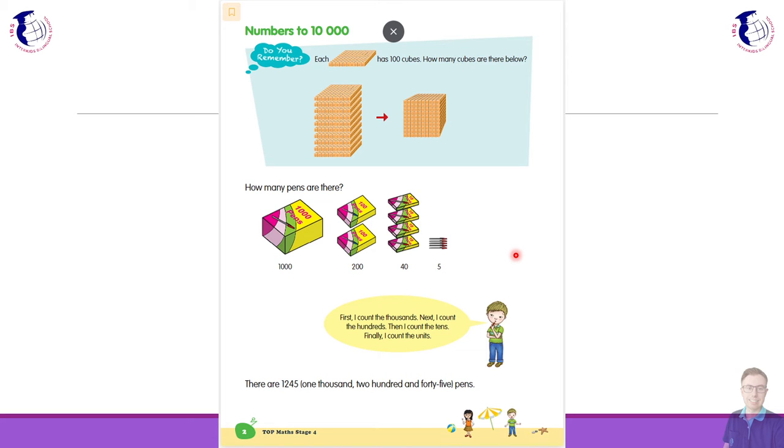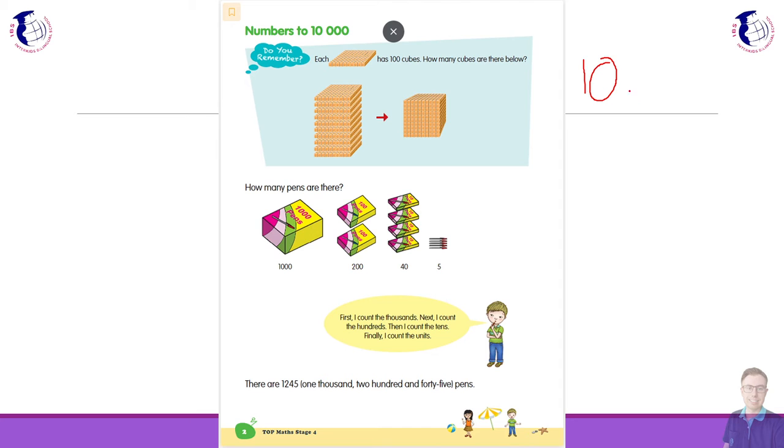So, here we have numbers to 10,000. And the first box is, do you remember doing this in grade 3 with Mr. J? So each section of this cube here has 100 cubes in it. So 100 smaller cubes in it. So there are 10 along and 10 to the back. And we know, of course, 10 times 10 is 100.